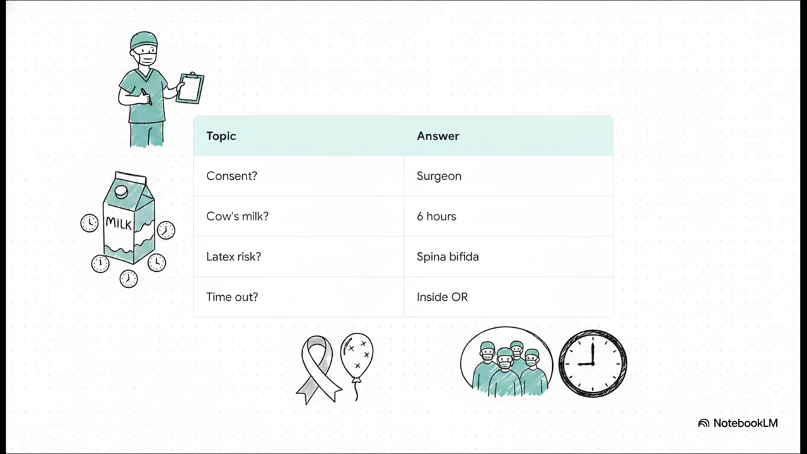Okay, let's bring this all home with a rapid-fire review of guaranteed test points. I want your energy high here. Ready? Who gets informed consent? The surgeon. What is the NPO fasting time for cow's milk? 6 hours minimum, because it's not a clear liquid. What patient population has the highest latex allergy risk? Spina bifida patients. And finally, where and when exactly does the timeout happen? Inside the OR, immediately before the first incision with everyone present.